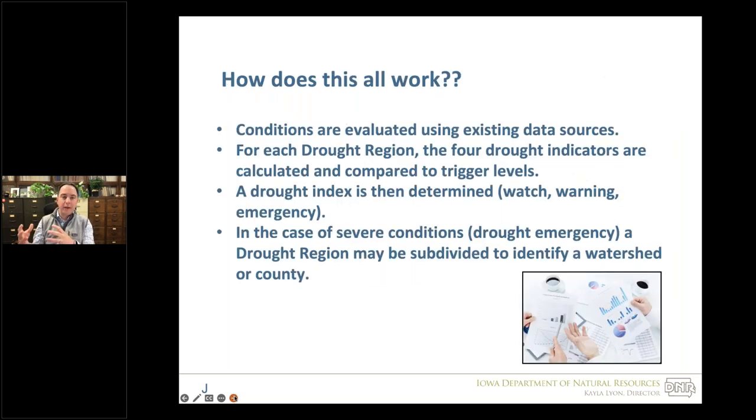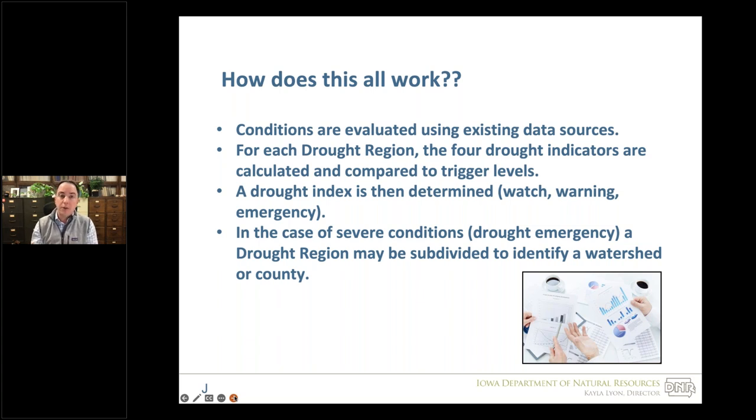Okay, so again, we're using existing data sources for those four indices. Now, in my role as state climatologist, I use more indices to look at drought monitoring, given our shared interest across the state, but also submitting our recommendations each week to the U.S. Drought Monitor. So we use these four drought indicators to calculate and compare to the trigger levels.